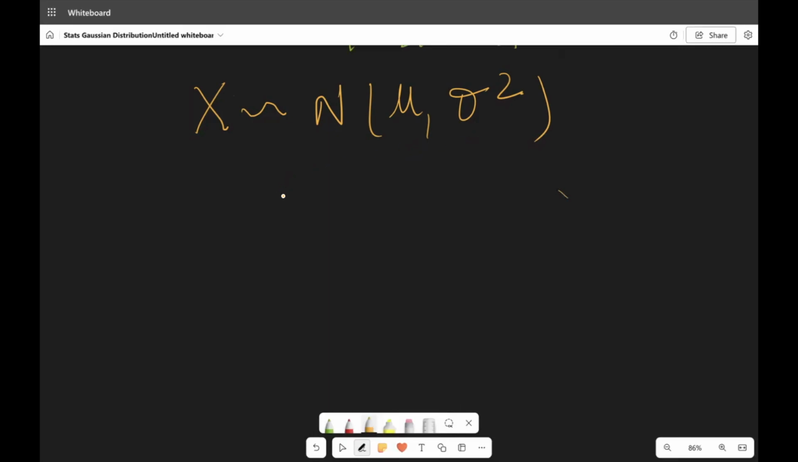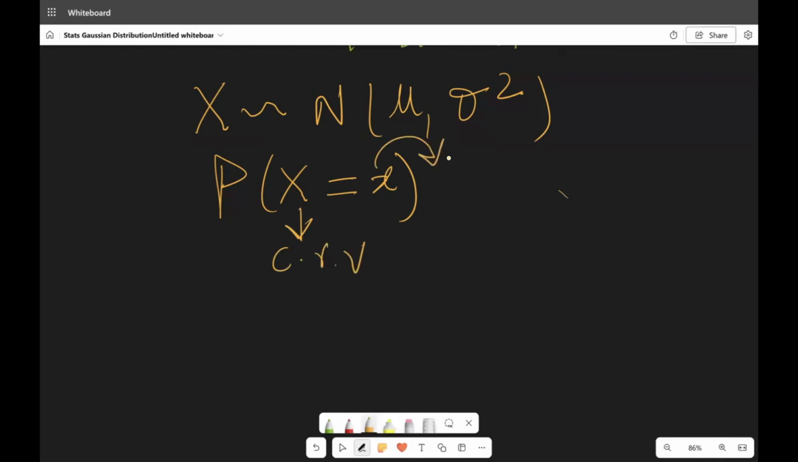then I can quickly say that the probability density function of X equal to some, let's say, small value, small x. Remember, here, this capital X is a continuous random variable, and this small x is my value.